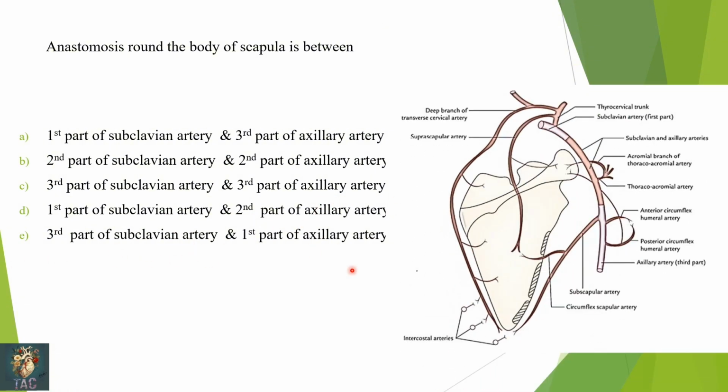So look at this diagram. This is the thoracoacromial, and the thyrocervical trunk, which is giving a branch, that is the suprascapular artery, and it arises from the first part of the subclavian artery. Second is the subscapular artery, which is giving the circumflex scapular artery, and this is forming the anastomosis around the body of the scapula. So it is from the first part of the subclavian, and from the third part of the axillary artery. So the correct option is A.